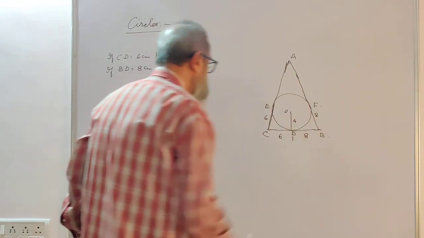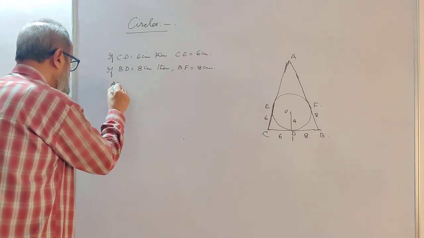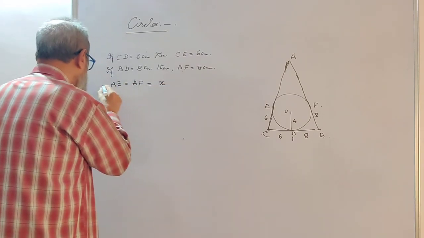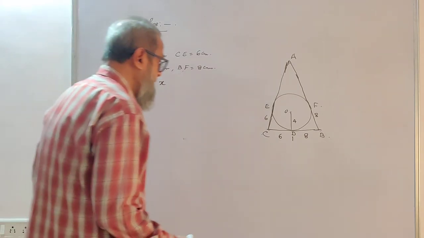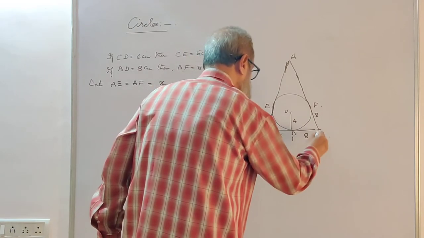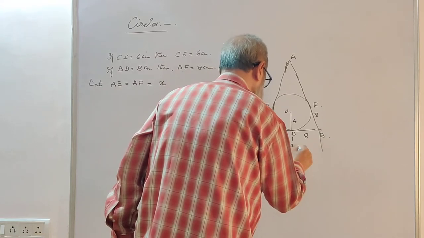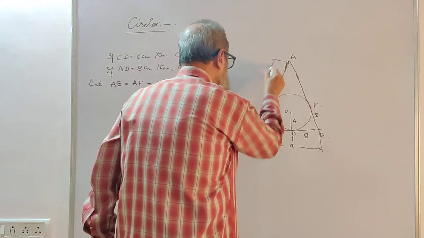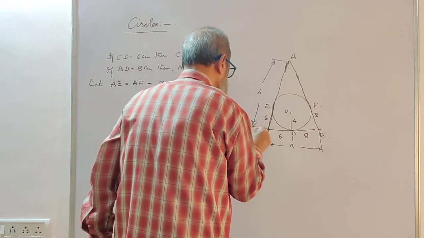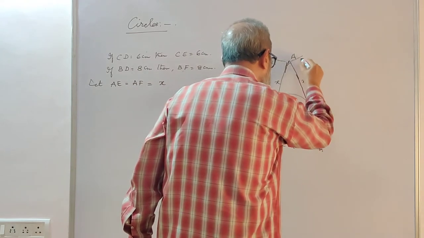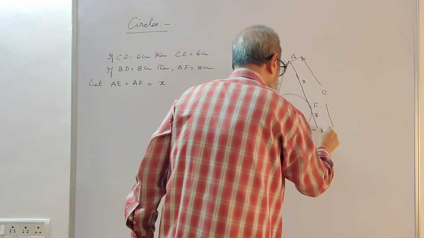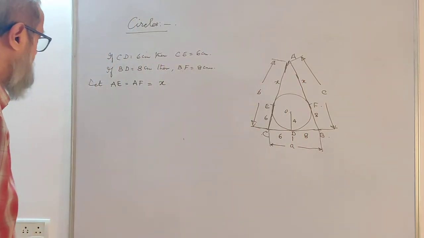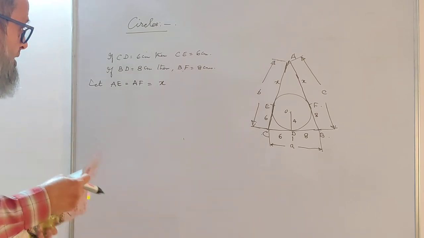Now these two are also equal. AE is equal to AF. We don't know them, so we will call that x centimeters. Let AE and AF each be x centimeters. This side, opposite to vertex A, is called a, this side is called b, and this side is c. I have taken AE and AF as x each. Now I have to find out the value of that.